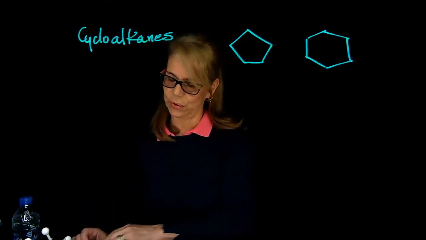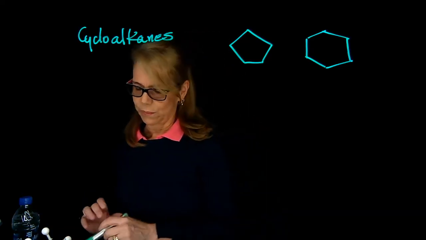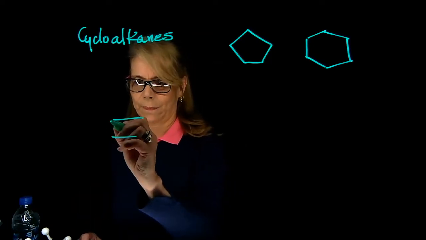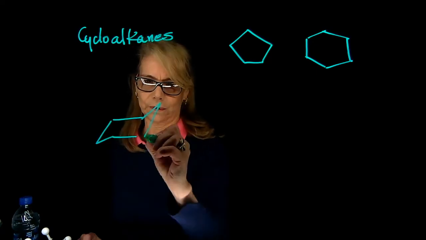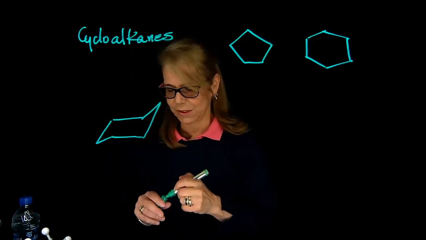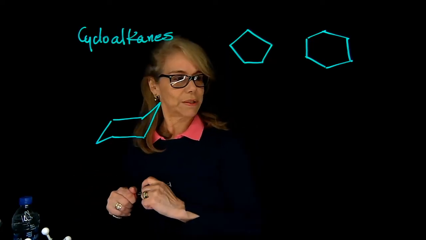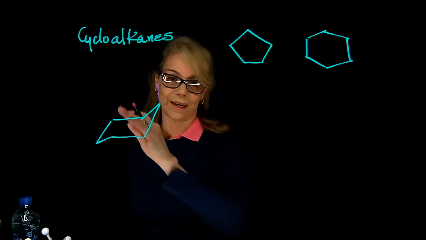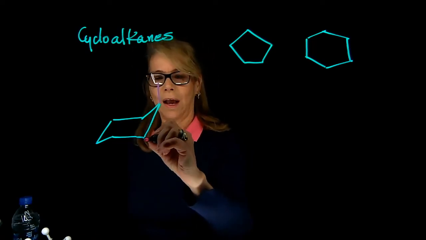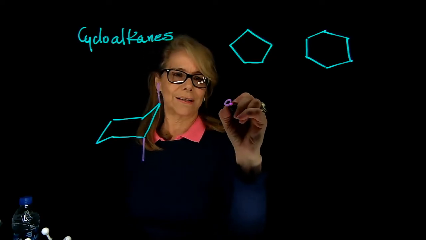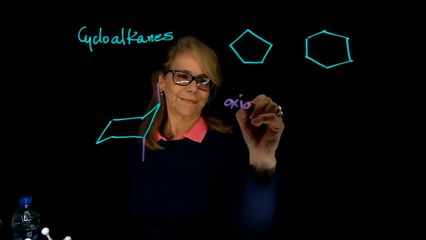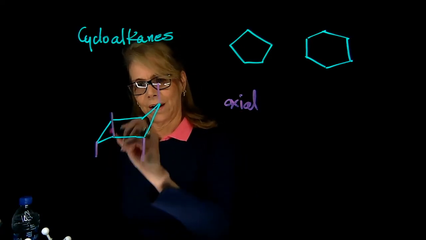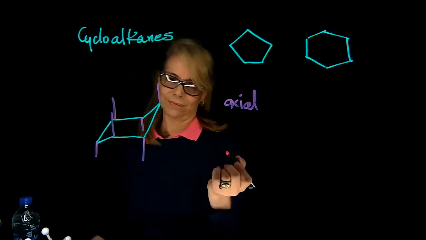Now I'm going to show you how to draw that. So when we have a chair, say that this is where you're sitting, this is where your feet go, this is where your back goes. So that's my chair. So we have two types of position in the chair. The positions that are vertical lines sticking up and down are called axial. So I'm going to say one up, one down, one up, down, up, down.